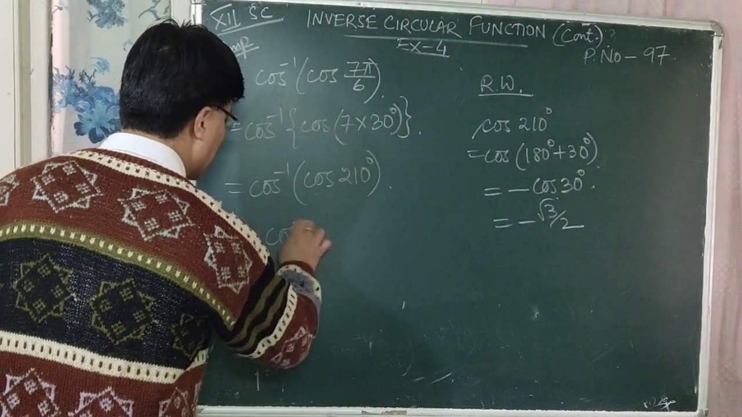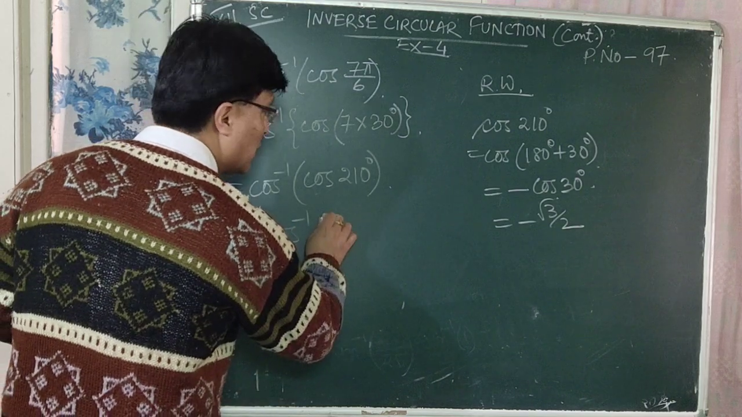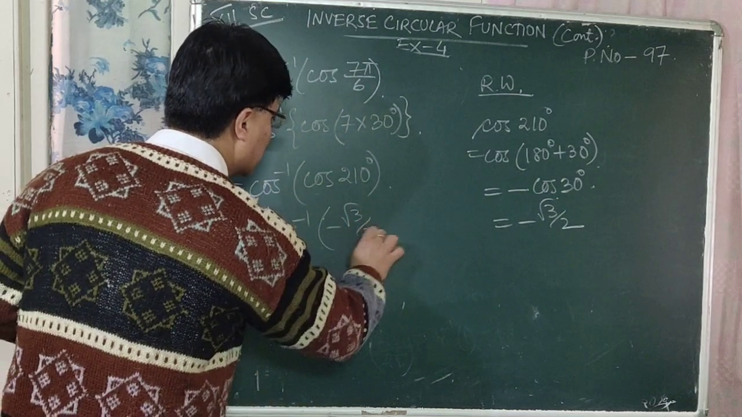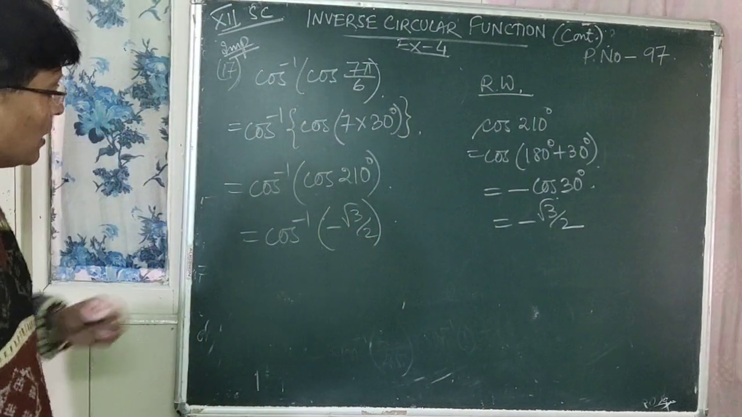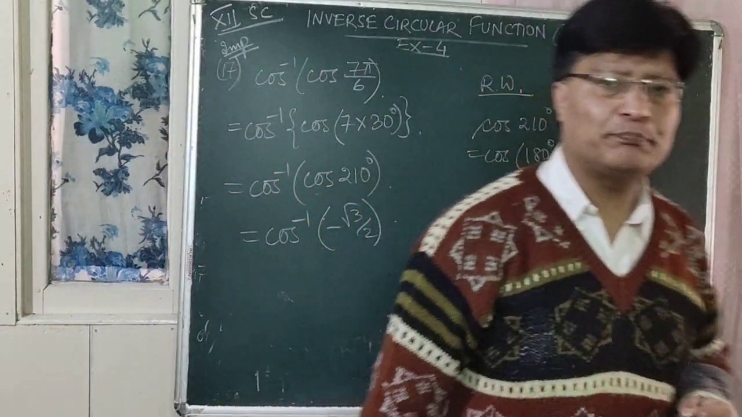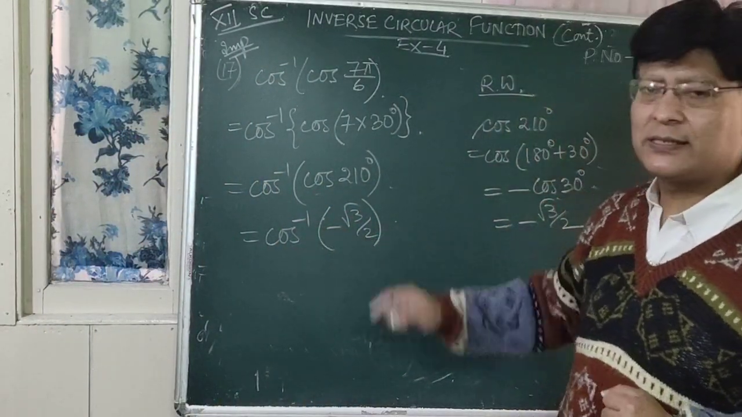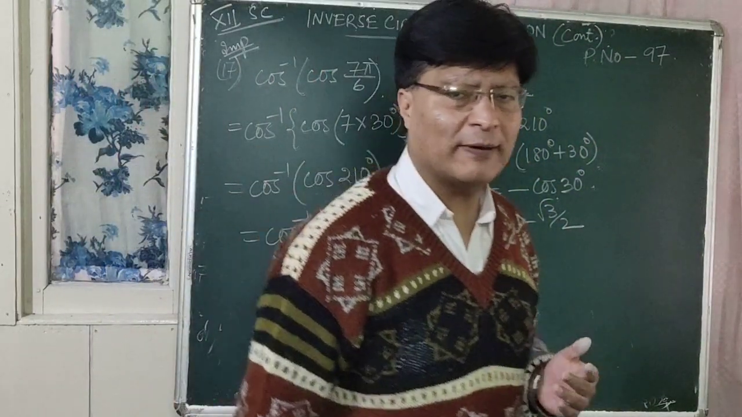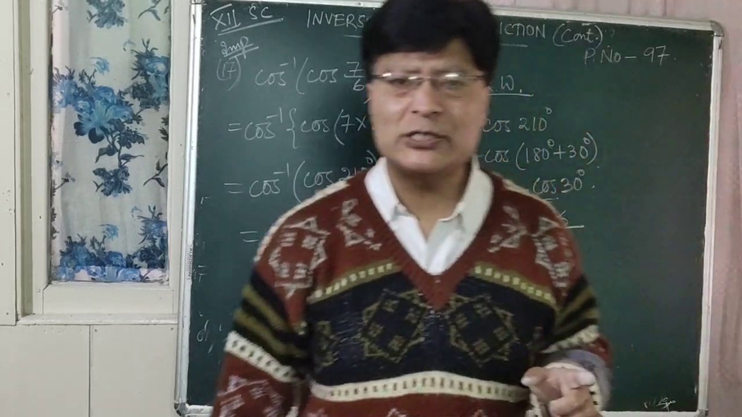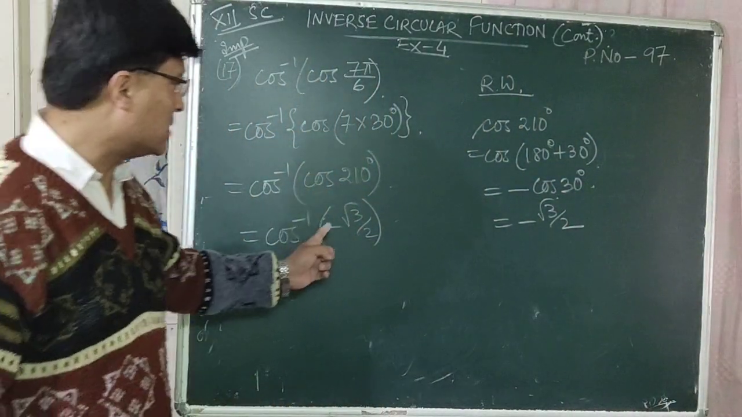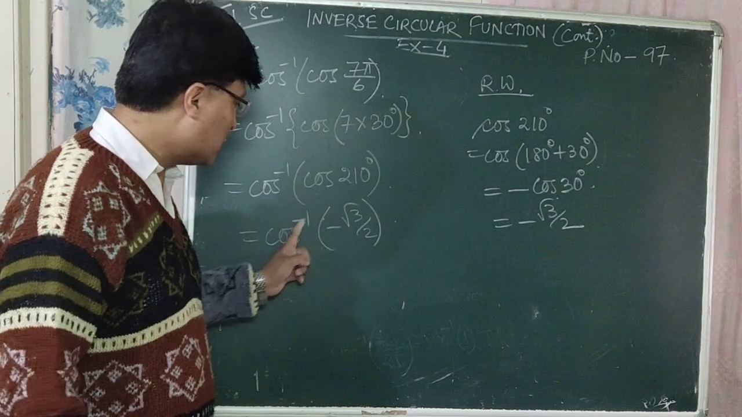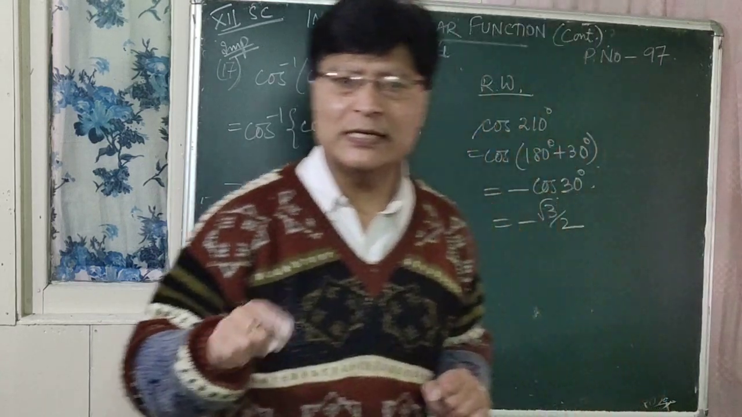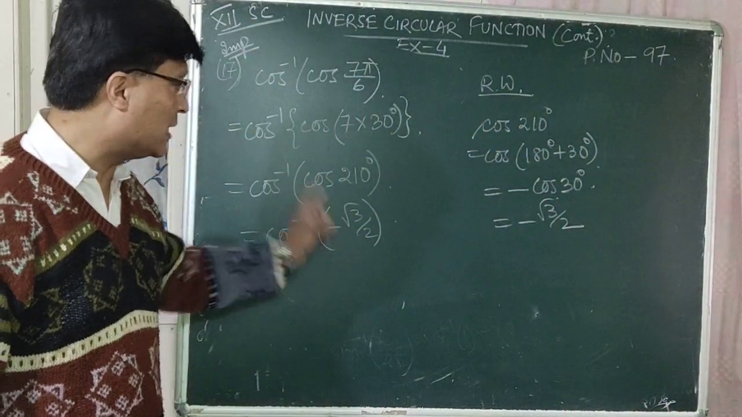So write it here: cos inverse within bracket. What is the value of cos 210 degree? It is minus root 3 by 2. Now you have to get the principal value of cos inverse theta. In the formula for principal value, this cos inverse lies within 0 and pi. Since it is negative, you cannot write it directly, because cos of negative theta is always positive. You can't get a negative sign.